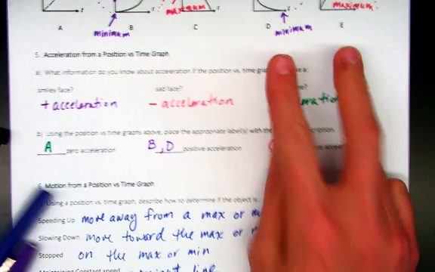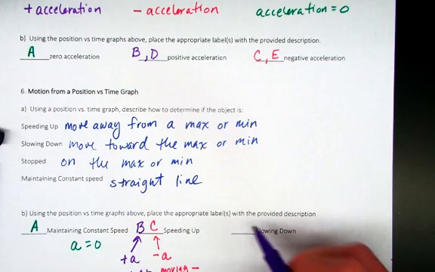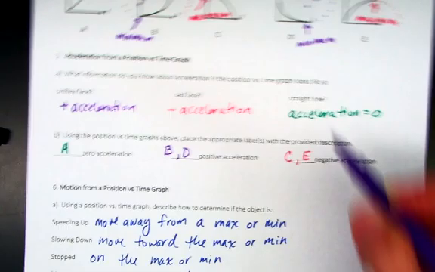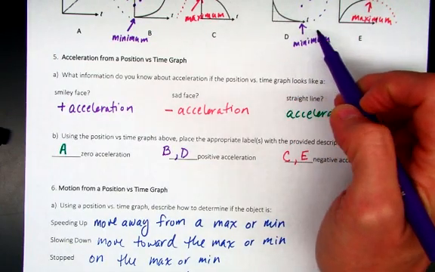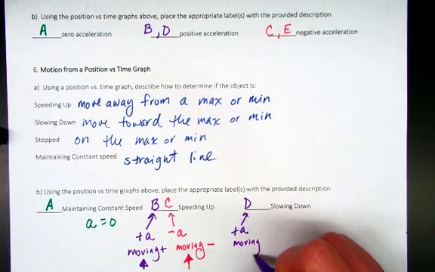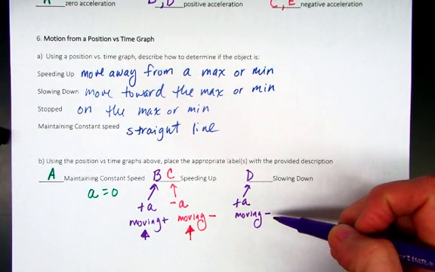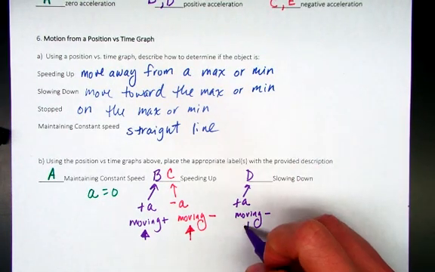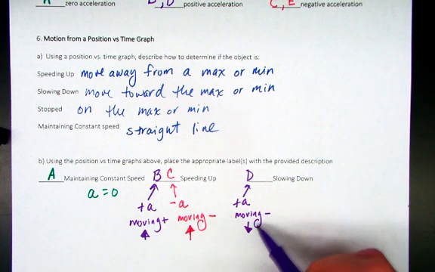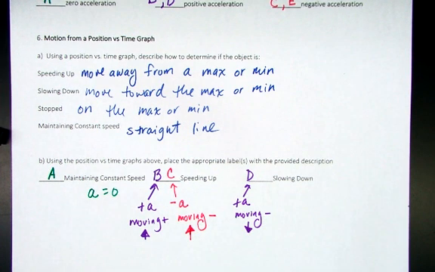All right, slowing down. That's going to be these two guys. Here I have positive acceleration, so this is D. I have positive acceleration, but I'm moving in the negative direction. If I have positive acceleration and I'm moving in the negative direction, then I must be slowing down, because they have to be both negative or both positive in order to be speeding up.